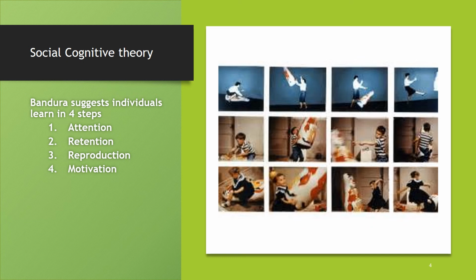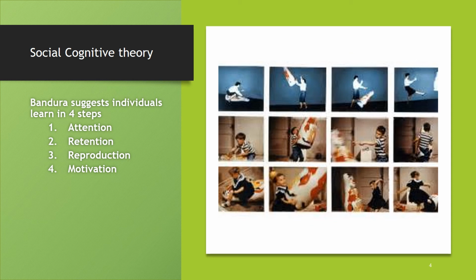Then they gave the child an opportunity to play with the same toy that they either saw in the film or that they saw the live model engaging in activities with. And the control group got the toy as well, but they didn't have any model of how to play with it. So what did he find? He found that the most aggressive children were the children who had watched a filmed model.